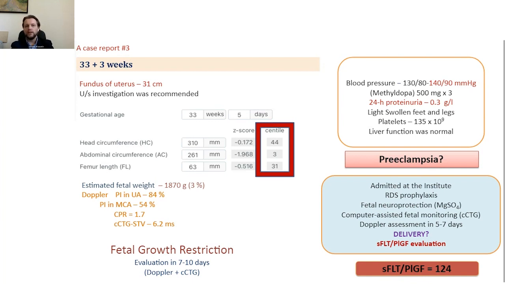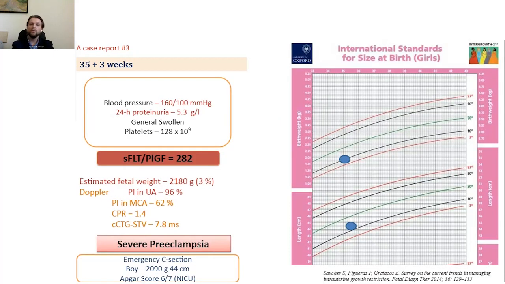We performed the evaluation of the sFlt-PlGF ratio, and it was far from normal. And taking into account these changes, the woman was admitted at the institute, and we performed RDS prophylaxis, infusion of magnesium, and assessment of this patient. After 2 weeks, in spite of treatment, the clinical situation was getting worse. And you can see high blood pressure, the level of proteinuria was more than 5 grams per liter, and general swelling. The sFlt-PlGF ratio had doubled.